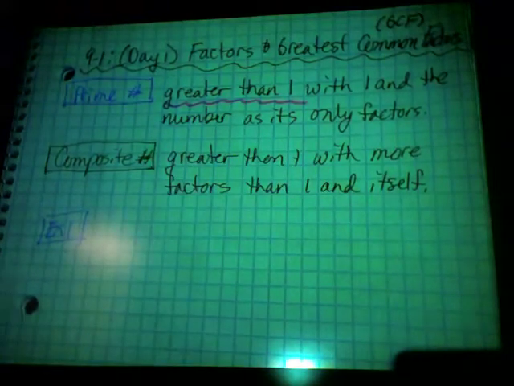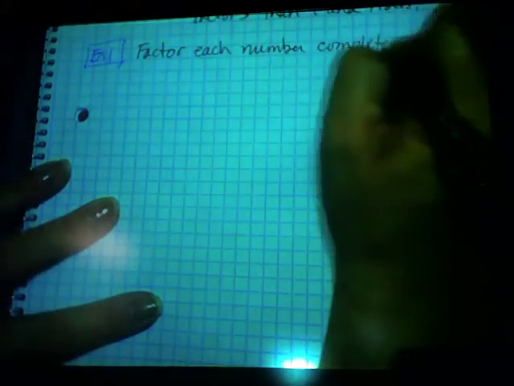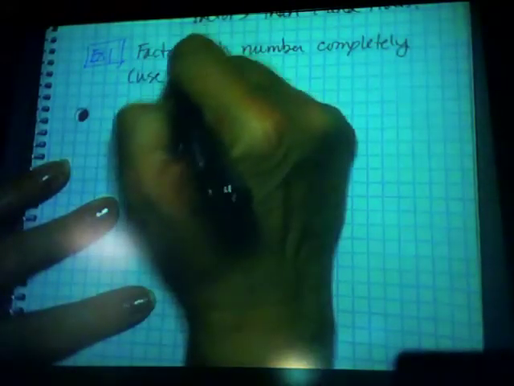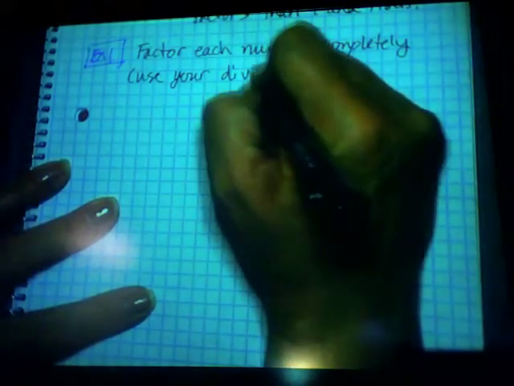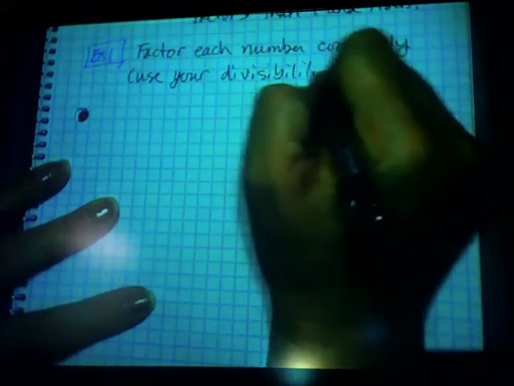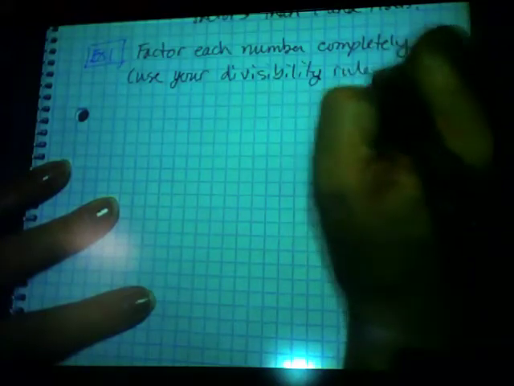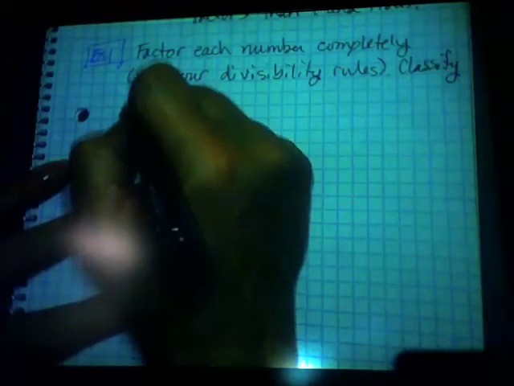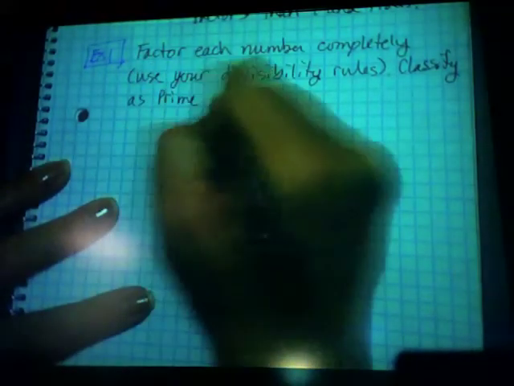This is all you're going to do today. So I'm going to give you an example of everything that you might come across on your homework. And this should all be review. You are going to factor each number completely. Use your divisibility rules. Then classify as prime or composite.